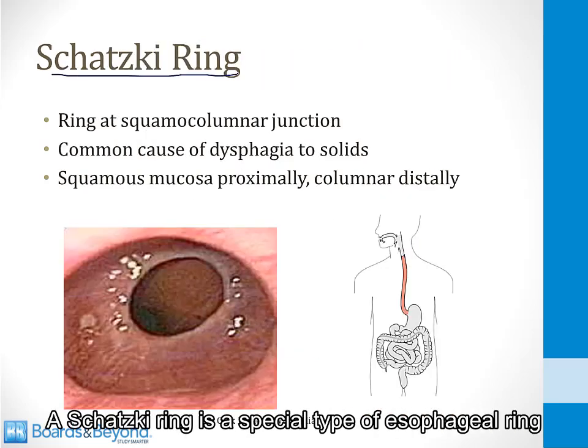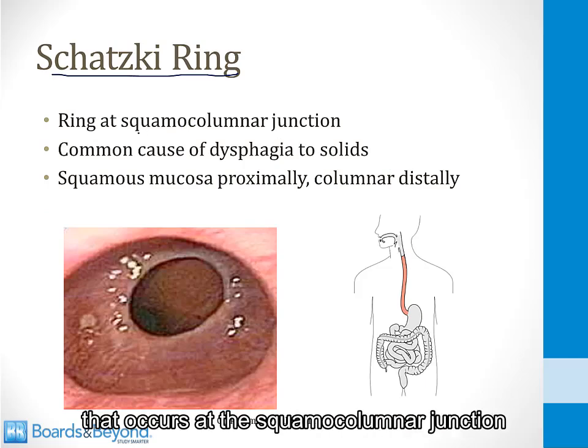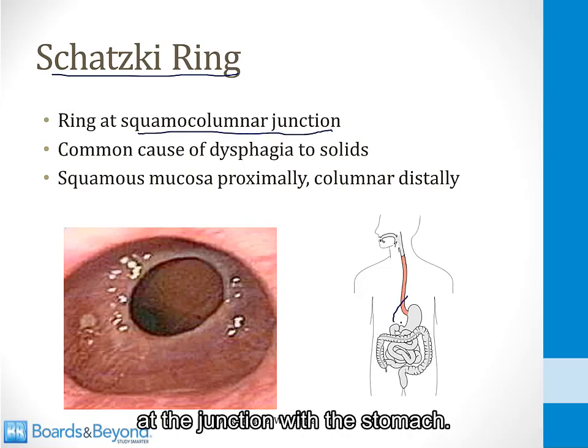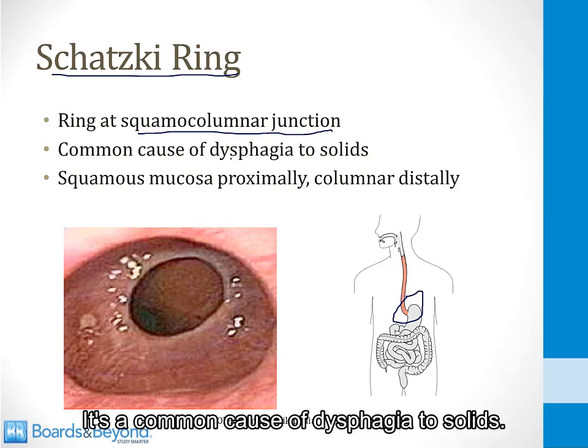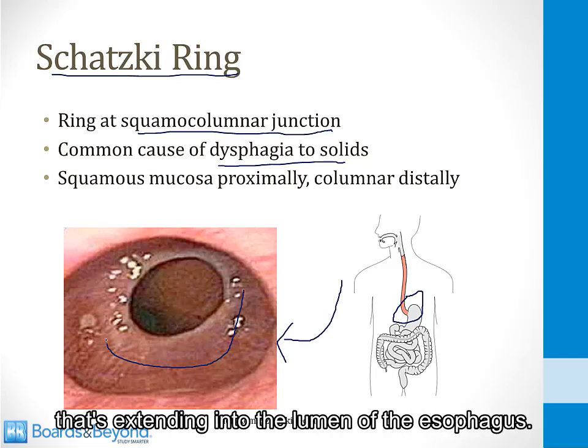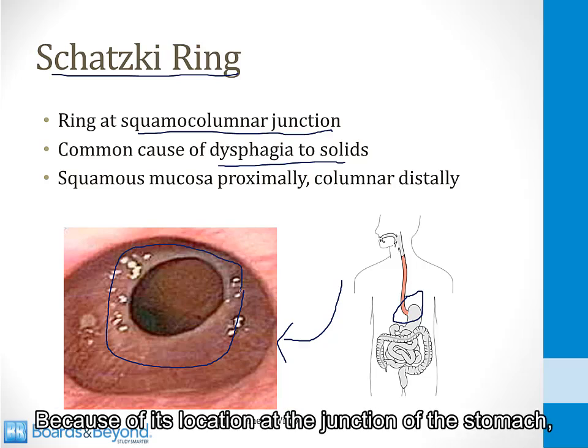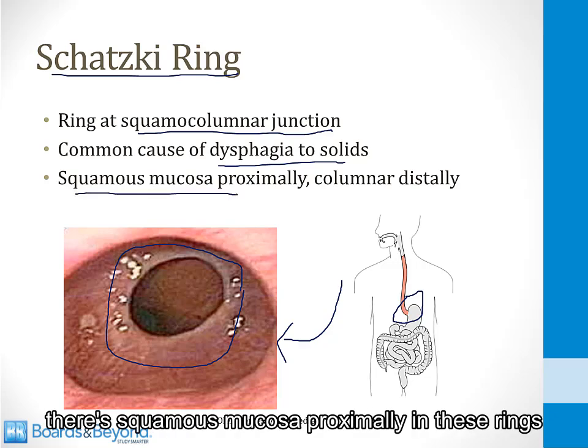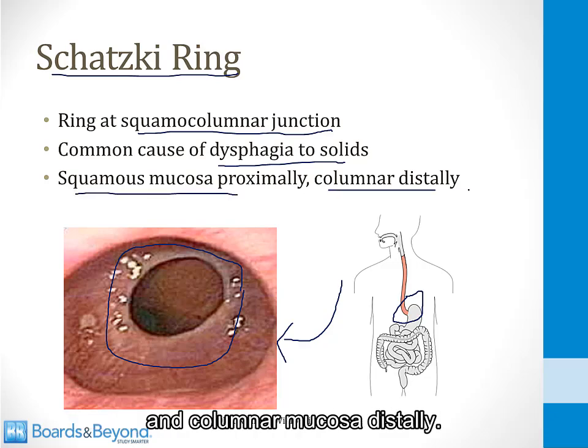A Schatzki ring is a special type of esophageal ring that occurs at the squamocolumnar junction, at the junction with the stomach. It's a common cause of dysphagia to solids. This is a picture of one seen by endoscopy. You can see this ring of mucosa that is extending into the lumen of the esophagus. Because of its location at the junction of the stomach, there's squamous mucosa proximally in these rings and columnar mucosa distally.